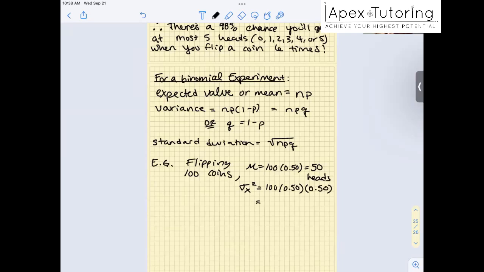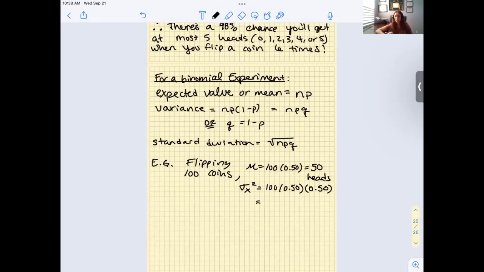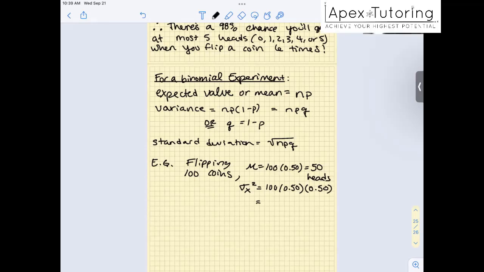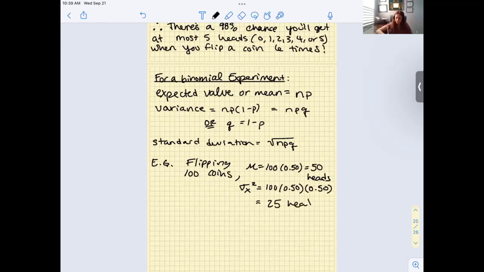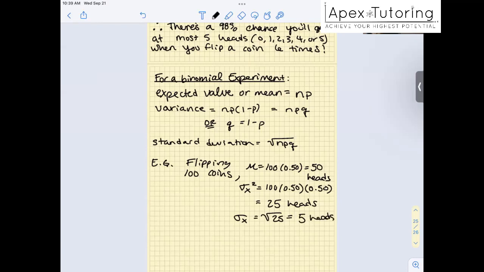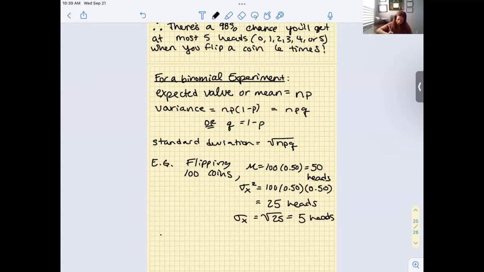So what's your variance? And then we have to square it? Yes, so it'll be 25 heads for the variance, and then you're right, you have to square root it for the standard deviation. So it's just the square root of 25, which is 5. So what we would say in a binomial experiment is that if we flip 100 coins, you should expect 50 plus or minus 5 heads.